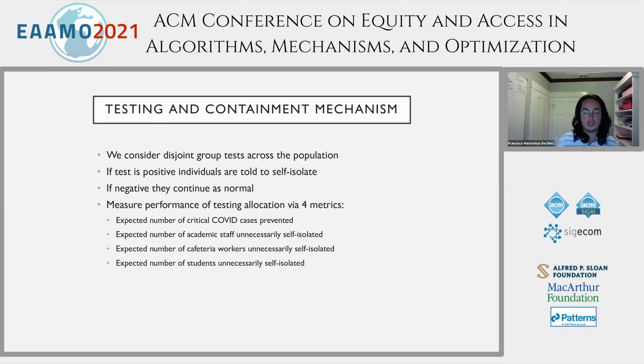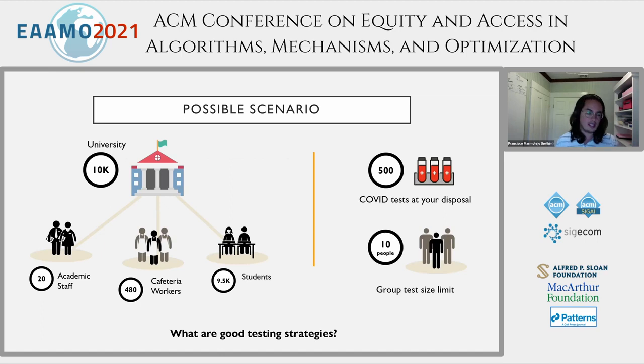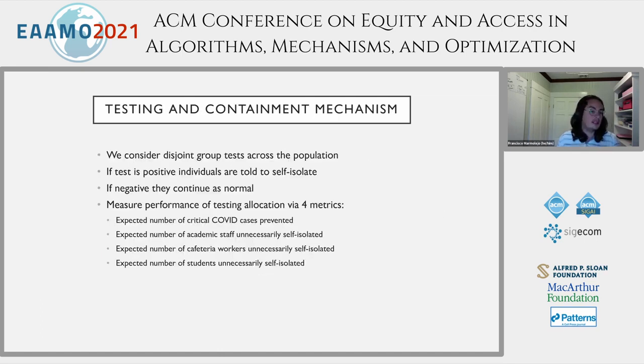So the first is we can look at the expected number of critical COVID cases that are prevented in this testing and containment mechanism that we have. And the other 3 are actually, there are 3 very natural categories in our example: academic staff, cafeteria workers, and students. For these segments of the population, we can look at, per segment, how many people are isolating unnecessarily, how many people are healthy, but actually in a positive group.